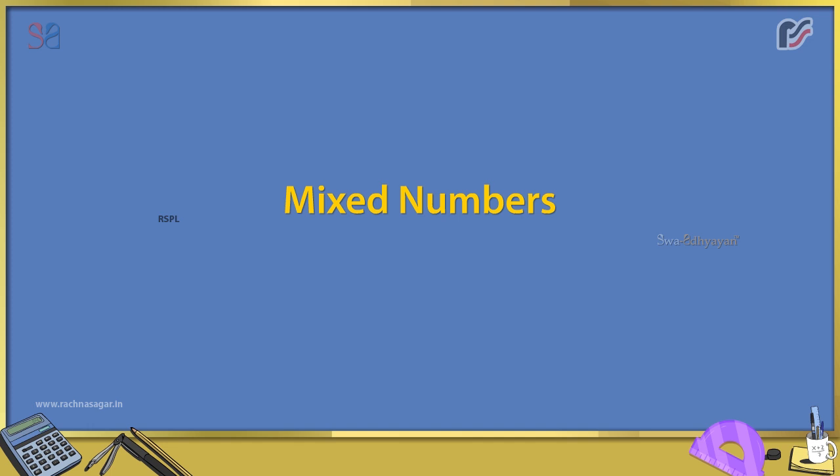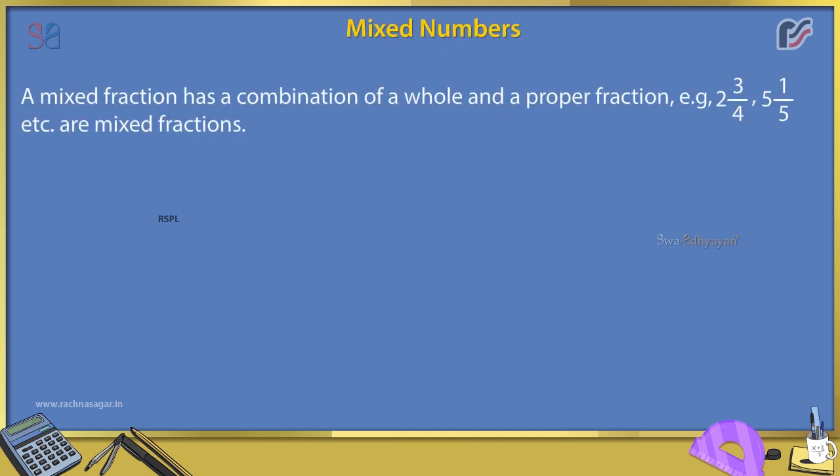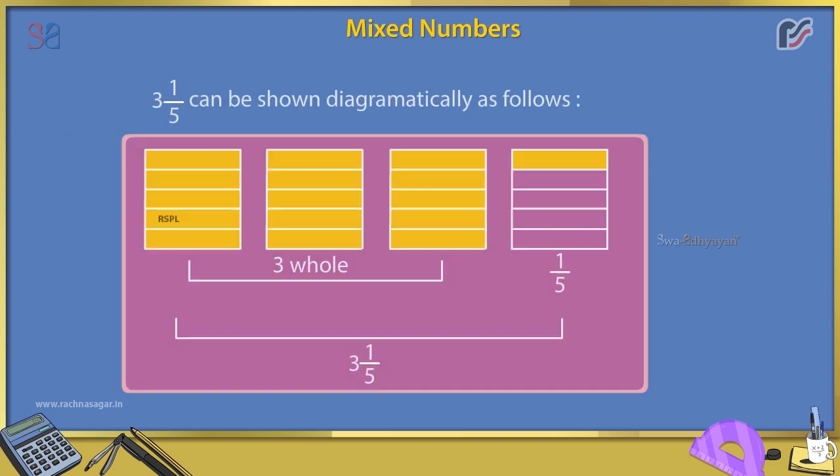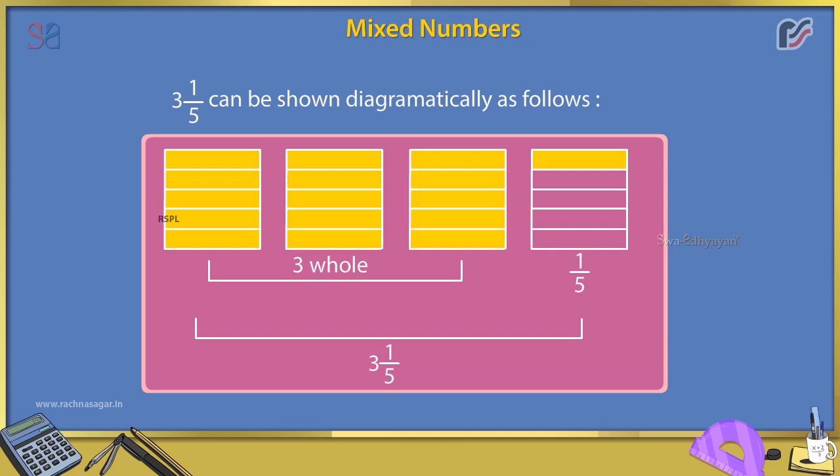Mixed numbers. A mixed fraction has a combination of a whole and a proper fraction. Example, 2 and 3 by 4, 5 and 1 by 5, etc. are mixed fractions. 2 and 3 by 4 can be shown diagrammatically as follows. 3 and 1 by 5 can be shown diagrammatically as follows.